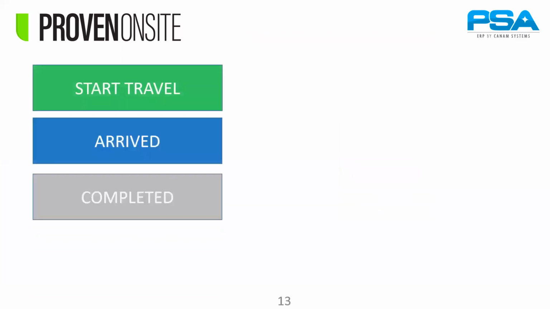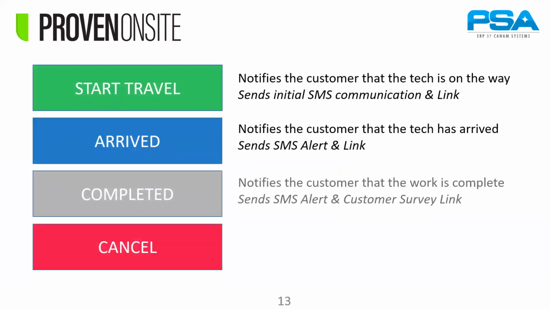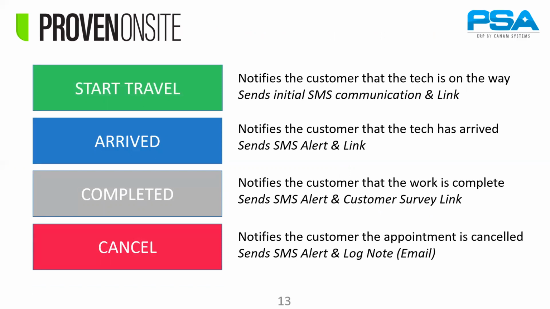Now, we looked at the 4 different statuses of Proven OnSite, and each one of these statuses will send the customer a unique text message with information as to what this status means. The first simply indicates to the customer that the tech is on their way, and it will even name the technician in the text message, saying Ryan Pritchard is on their way to the job site. Click the link below to gain access to this information. And not only will it send them the SMS message, it provides the link directly underneath.